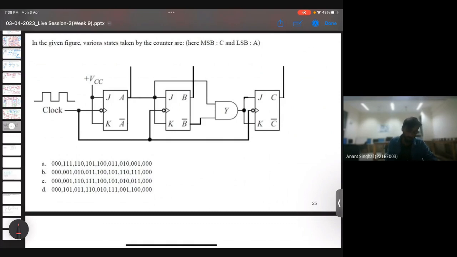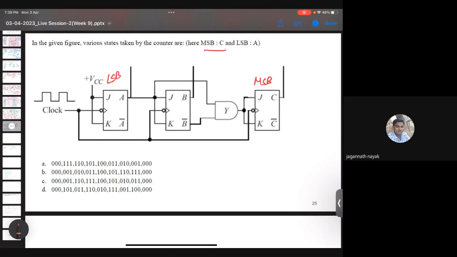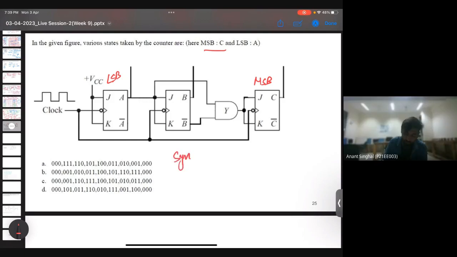It says that in the given figure, various states are taken by the counter. Here the MSB is C and the LSB is A. So this is the LSB, this is the MSB. Can you tell me whether it is a synchronous or an asynchronous circuit? Synchronous. So we'll write the equations of, let's suppose, this is 0, 1, 2.